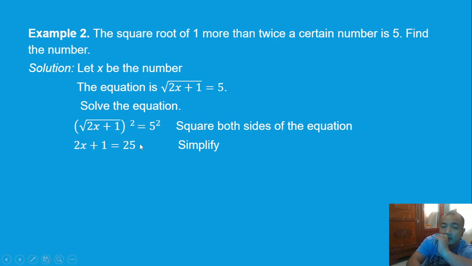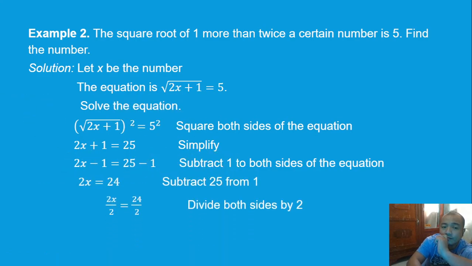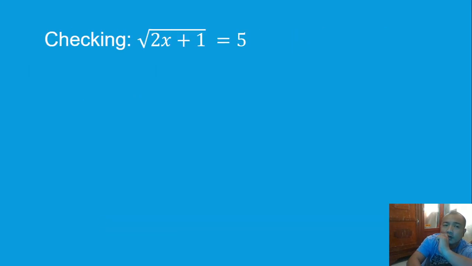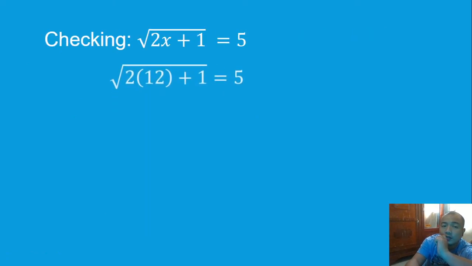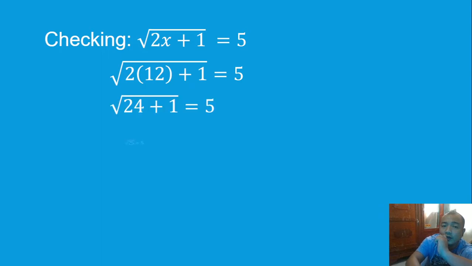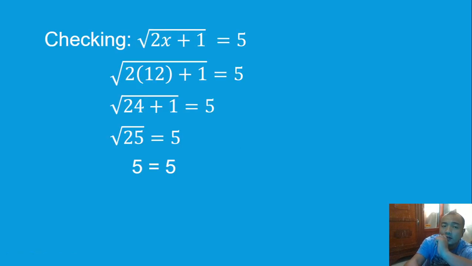Then from here, transpose 1, 2x equals 24. Divide both sides by 2. X is equal to 12. Therefore, the number that we're trying to find is 12. Okay, let's check. Substitute 12 to the original equation. 2 times 12, 24, plus 1 is 25. What's the square root of 25? Correct. 5 is equal to 5. Therefore, our answer is correct.